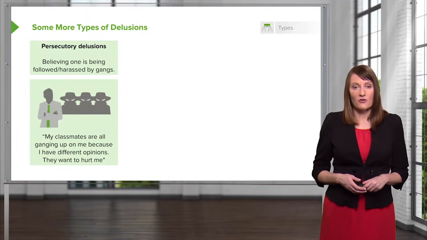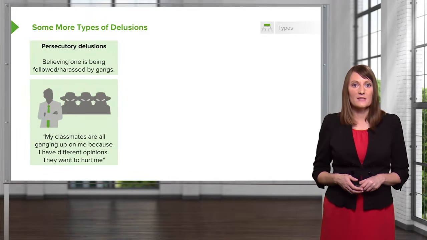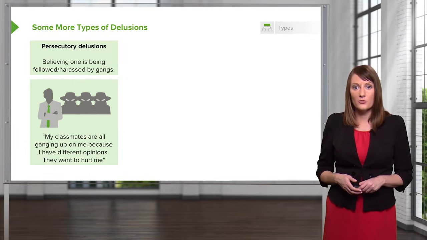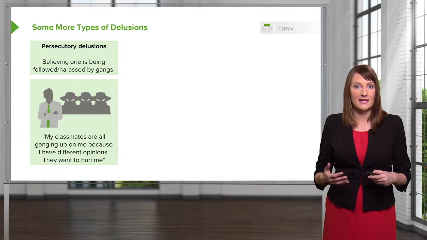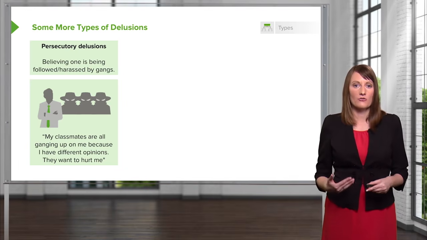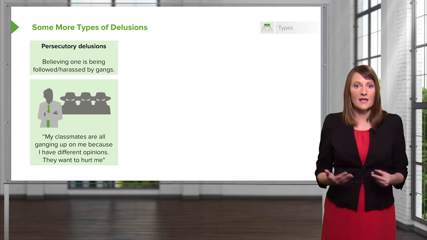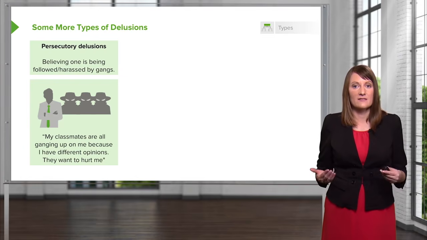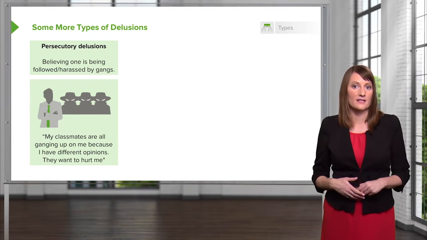Persecutory delusions are also quite common. This is the belief that one is being followed or harassed by gangs or other people. So a patient may say, my classmates are all ganging up on me because I have different opinions, and therefore they want to hurt me.